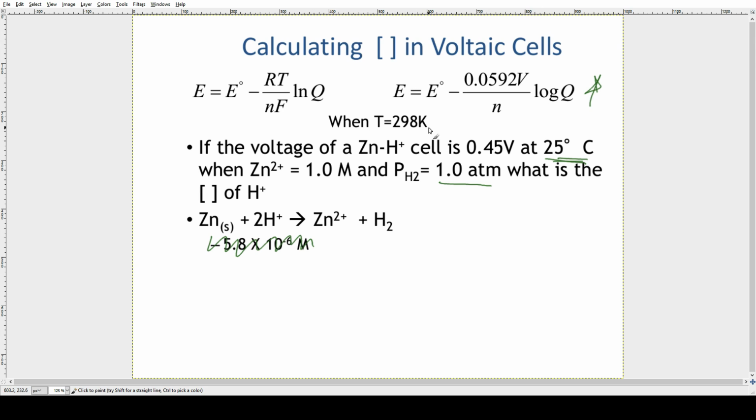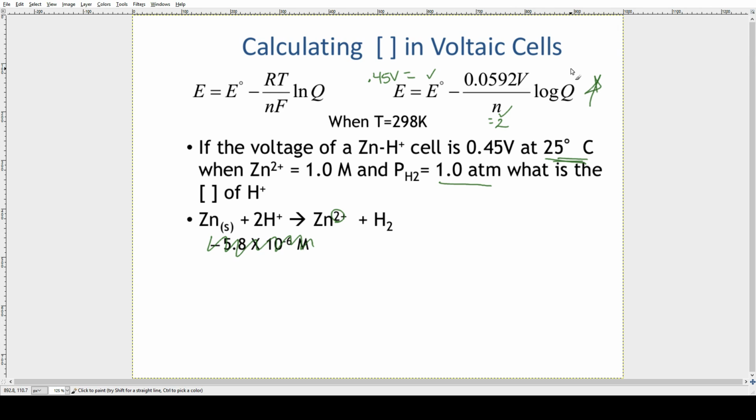So I'm going to look at what I've got. I know the voltage is 0.45 volts. I can find my E standard because I have a chart full of standard cell potentials. I know that number. I can figure out how many electrons are being transferred. Let's just do that right now. How many electrons are transferred between the two of them? Zinc goes to zinc 2 plus, so it's got a charge of 2. So I could say 2 electrons, no coefficients, just 2. So N is equal to 2.